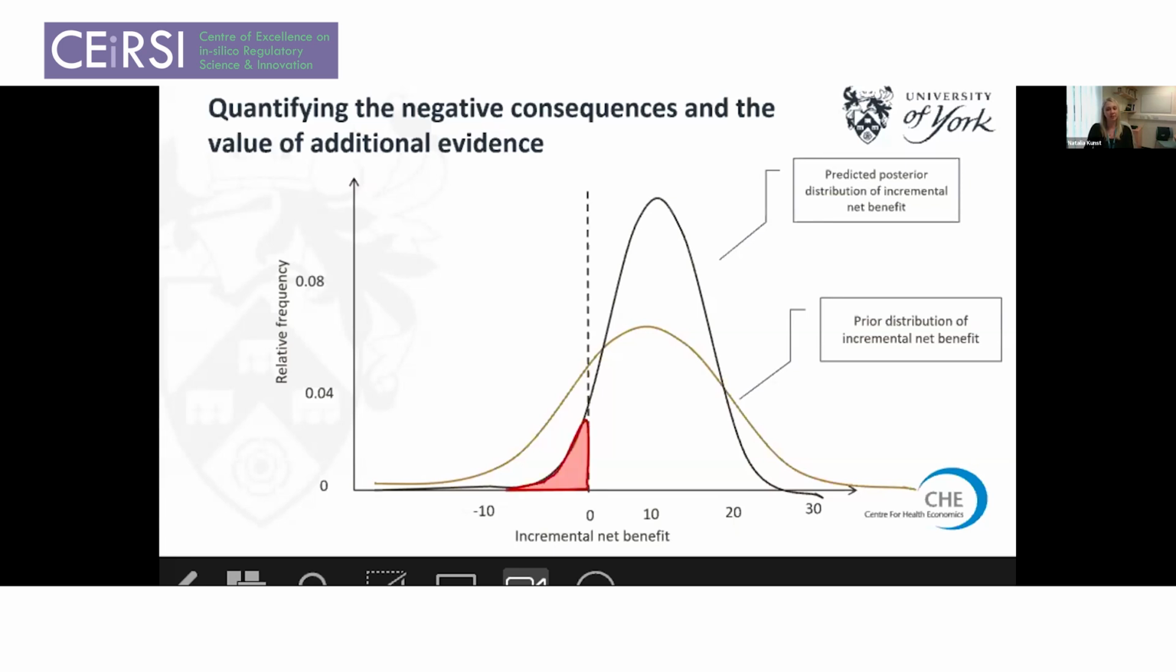Thus, with additional information, the probability of making the wrong decision and the expected negative consequences of current decision uncertainty are reduced from that previous wider red shaded area to this small red shaded area. And the shaded green area is the value of reducing the expected loss associated with current decision uncertainty by including additional information to guide the decision making.